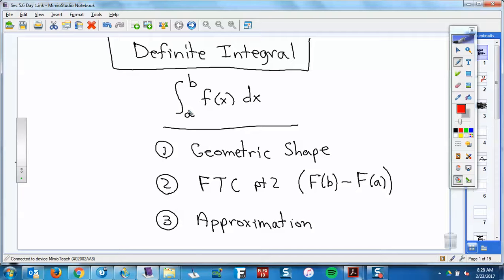Well, one way to do it is it might make a geometric shape. That doesn't happen very often. Then we've spent a lot of time talking about this one, fundamental theorem part 2. That's the key one because we can use the antiderivative. That's the connection to derivatives. So we can use the antiderivative, and that helps us do a ton of it.